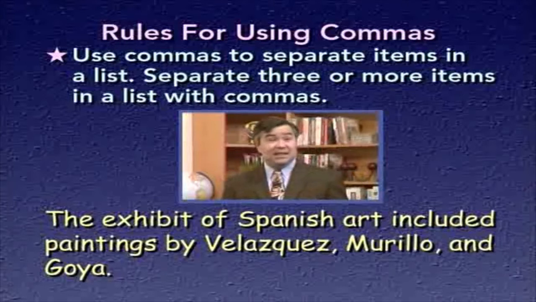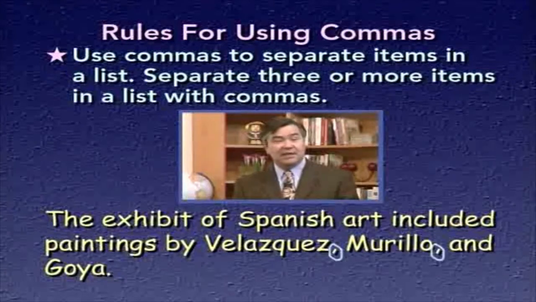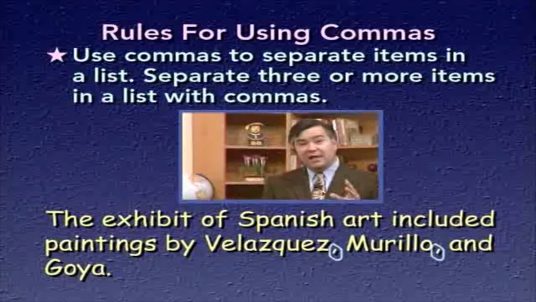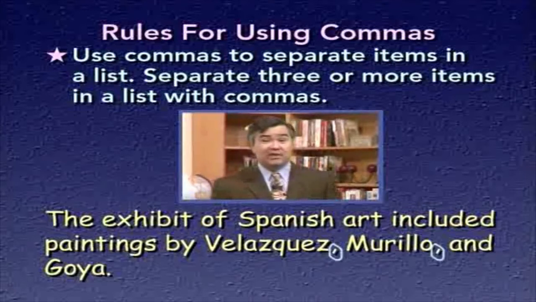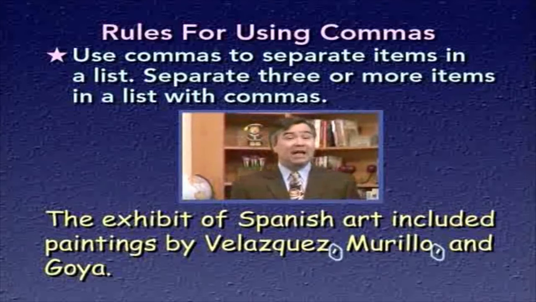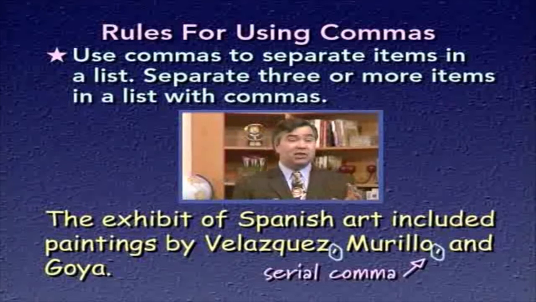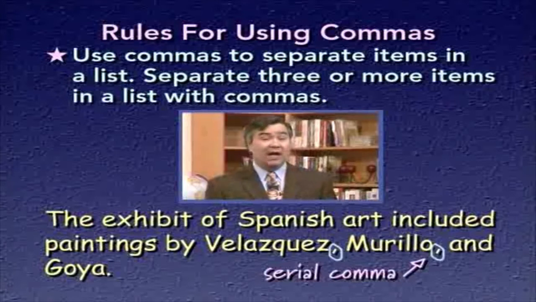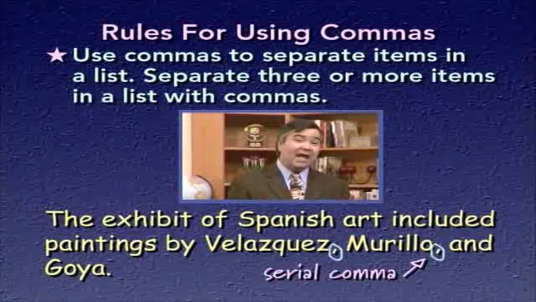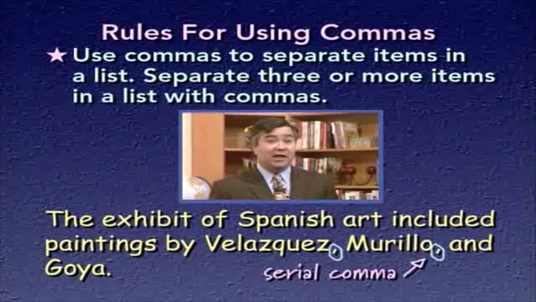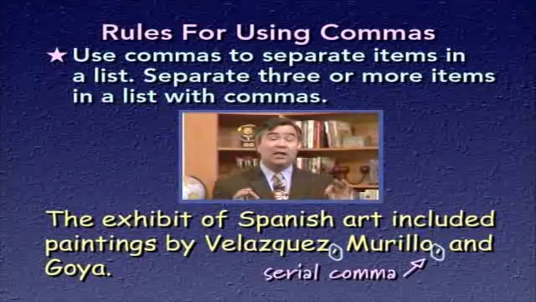To make the sentence easier to read, the author has inserted commas after Velázquez and Murillo. The comma that appears before the word and in this particular sentence has a special name. It's called the serial comma. And you actually have a choice as to whether to insert that one or not. Normally, when you create a list like this, you will have the word and before the last item in the list. And inserting the comma before the word and is actually optional.